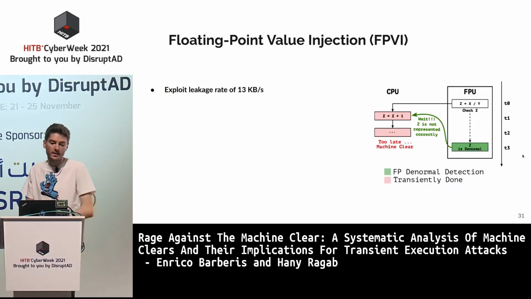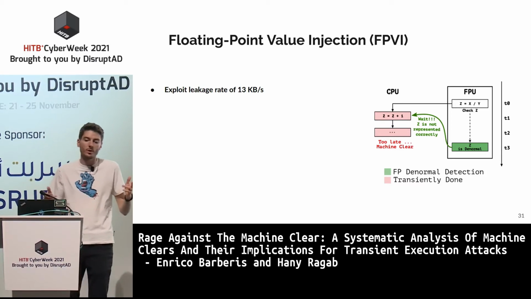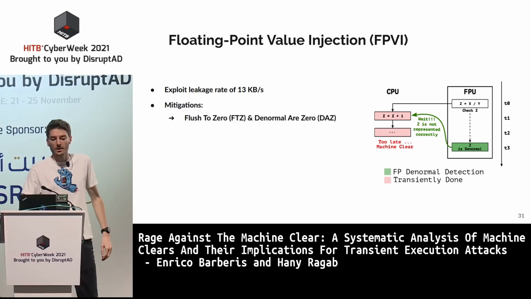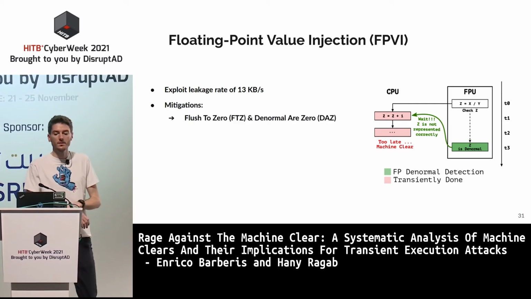Now you may ask, what is the leakage rate? Well, it's quite high for this kind of attack. It's 13 kilobytes per second. And how can we defend against it? Well, there are multiple choices.